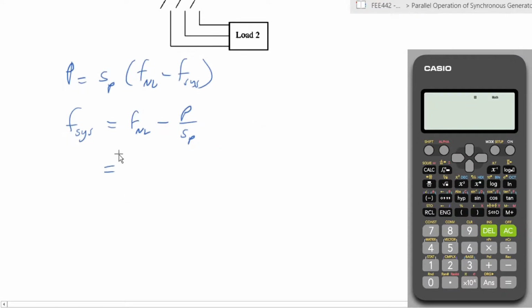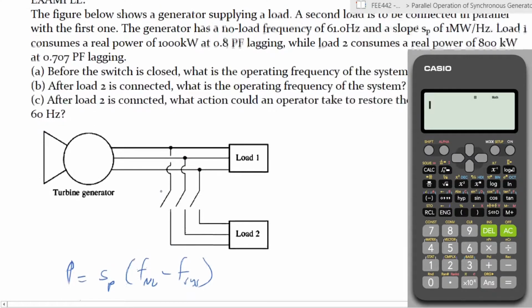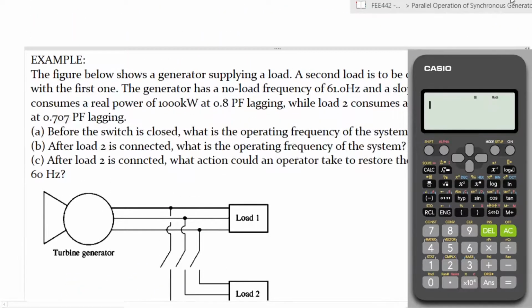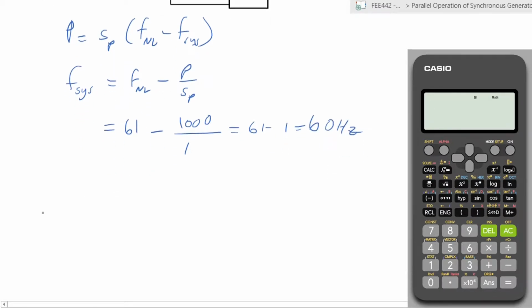So then we have 61 minus the power initially. So the power initially is, sorry, it's 1000, not 800, 1000 over 1 megawatt per Hertz, right? So this is equal to 61 minus 1. It's actually equal to 60 Hertz. Okay, so that's the initial.